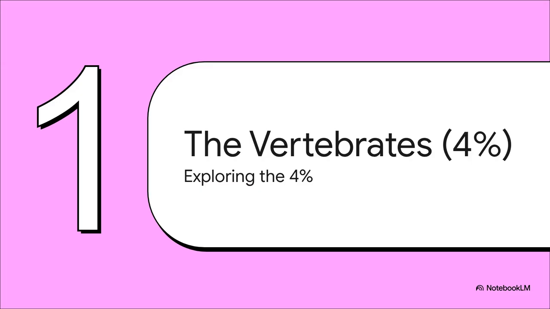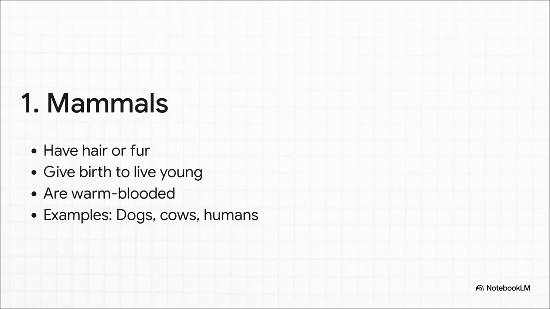All right, so let's start with that small but familiar group, that 4%. We're going to explore the 5 major groups that make up the vertebrates. First up, the group we belong to, mammals. What makes a mammal a mammal? Well, we have hair or fur, we give birth to live babies instead of laying eggs, and we're warm-blooded.